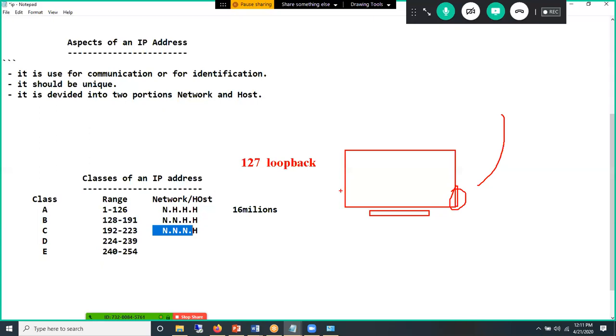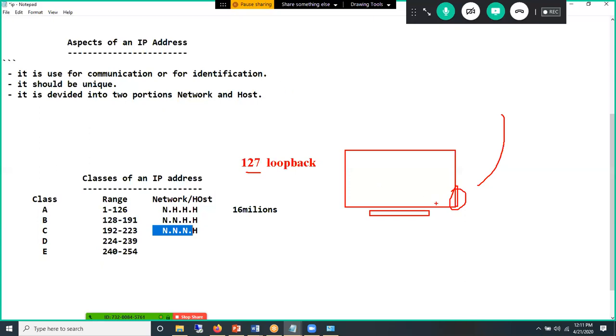have done, they wasted actually the 127 range for the loopback. Means the complete 16 million IPs they wasted for the loopback. Why? Because today we have a lack of IPs, and IANA also released the next version, IPv6.